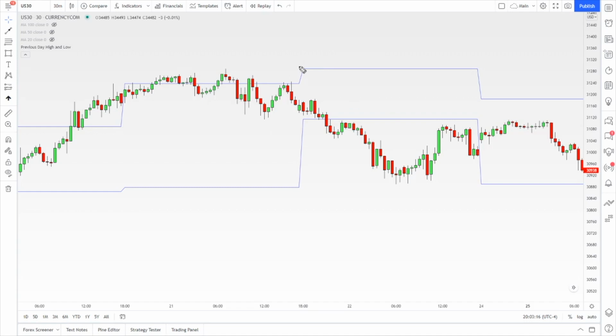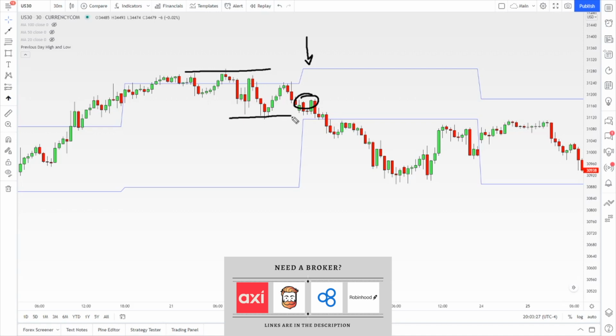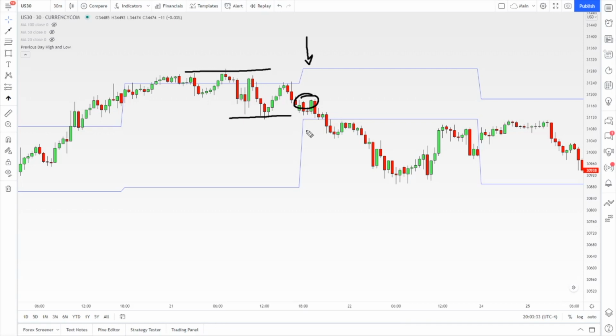So if you're looking at this chart right here, imagine that you're saying, okay, well, this is showing me that yesterday's high was here and yesterday's low was down here. Why that information might matter to you is that occasionally, if markets break out of these key levels, it can cause a little burst in momentum. And that burst in momentum is what we may be looking to capitalize on when trading the US30 here.